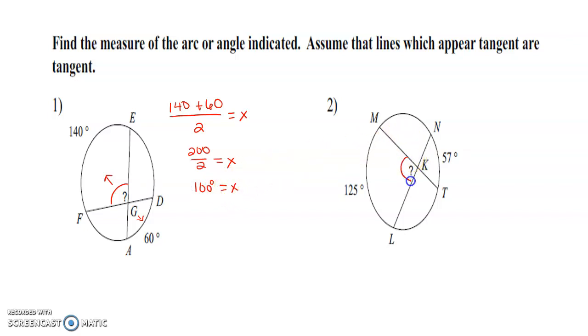Let's look at another one. Again, here is the angle in question. The vertex is not the center and it's not on. 125 degrees is the arc that it captures. Its vertical angle is K, and it captures this 57-degree arc. We're going to divide by 2, and that's going to equal our angle measure. So once again, I get 182 divided by 2. I'm already thinking about 91 degrees equals x.